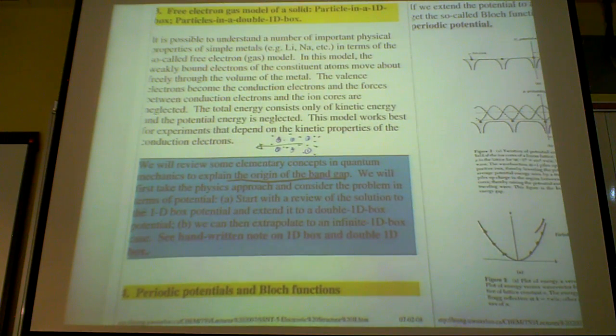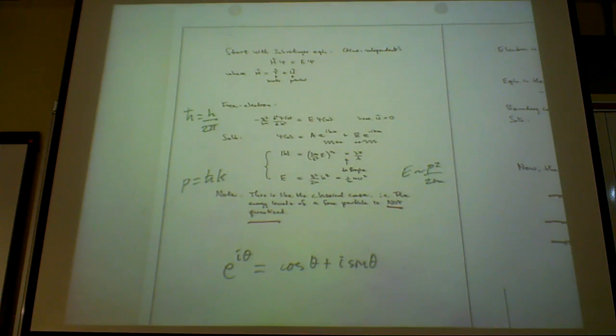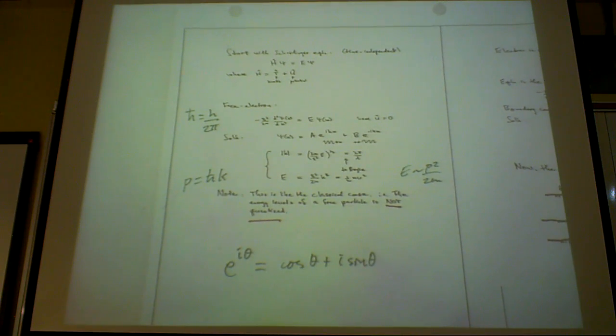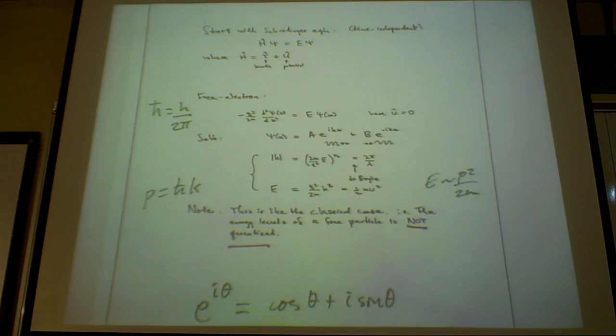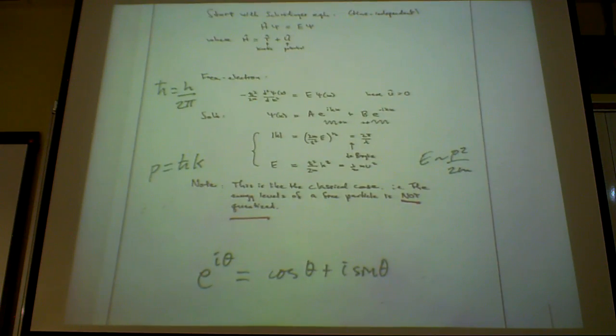Okay, so just very quickly again, from before we were looking at these particle in a box solutions. So the particle in a box solution is quite simple. At least some of you may have taken a quantum mechanics course, you would realize this.